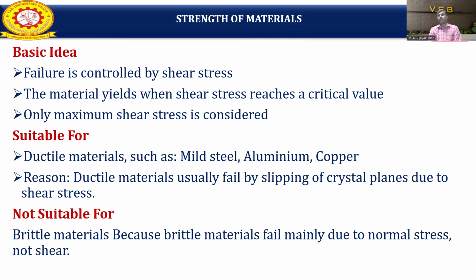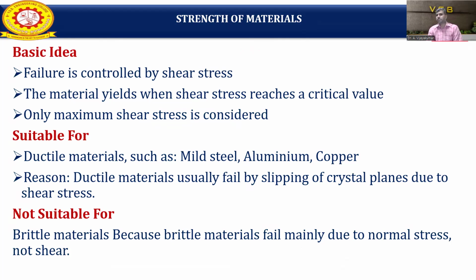We are not talking about the normal stress value here. When the shear stress reaches the critical value, the material fails. So only the maximum shear stress is considered, and nothing else. This theory is useful for ductile materials, while Rankine's theory is very useful for brittle materials. Examples of ductile materials are mild steel, aluminium and copper.